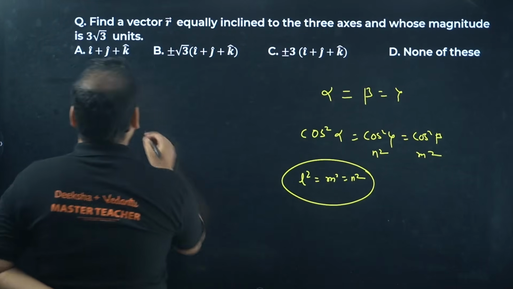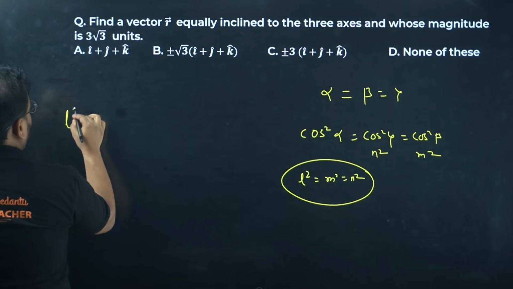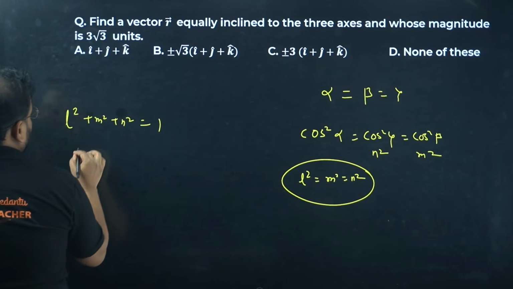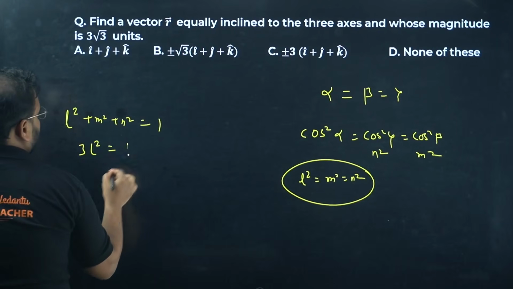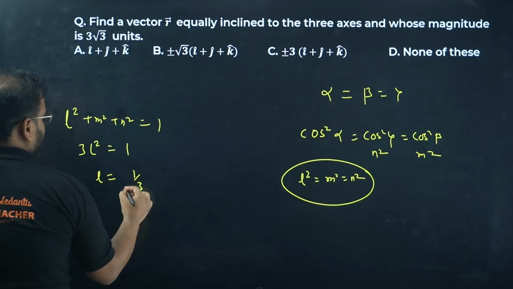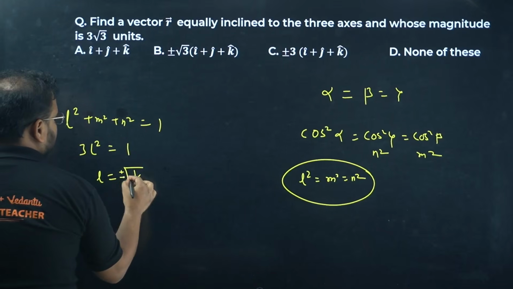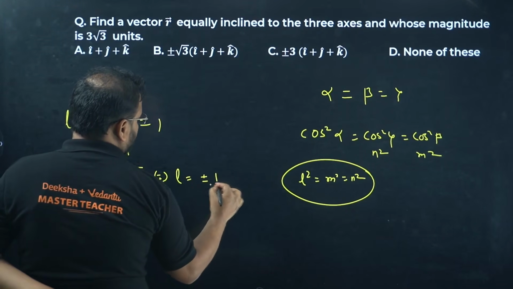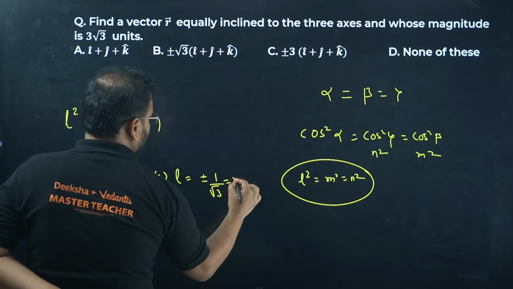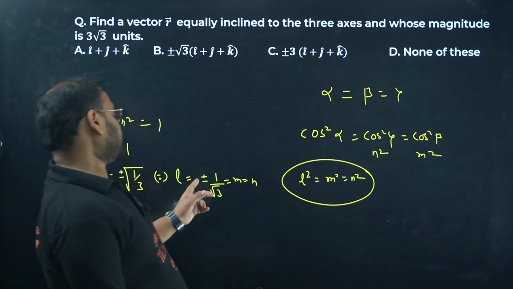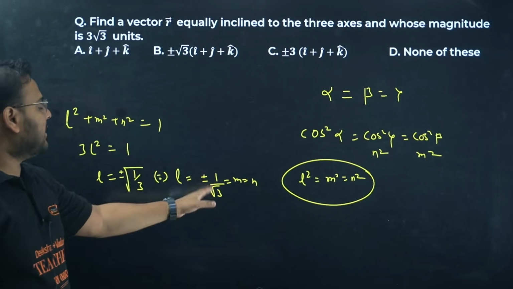Once we get this right, we have the relation that the sum of all the 3 is always 1. So we get 3L square equals 1. It means the L square value is 1 by 3, and we'll have a root, so plus minus will come. So basically I'm getting the L value as plus minus 1 by root 3, and this is what is going to be equal to M and N also, because they are all equal in nature. Okay, so L equals M equals N equals 1 by root 3.